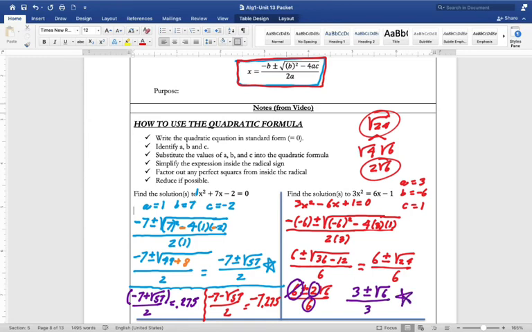Again, I can split that in 2. I can change it to decimals if I want to as well.